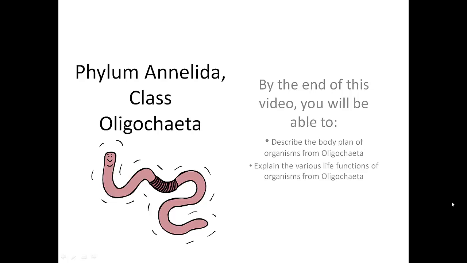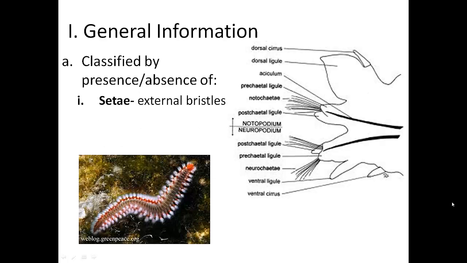The next two videos are about phylum Annelida, and Annelida is broken into three classes. The first class, which we are looking at in this video, is Oligochaeta. General information about annelids, all three classes.